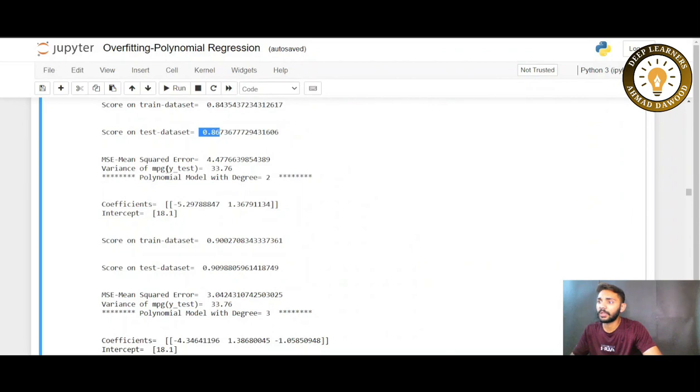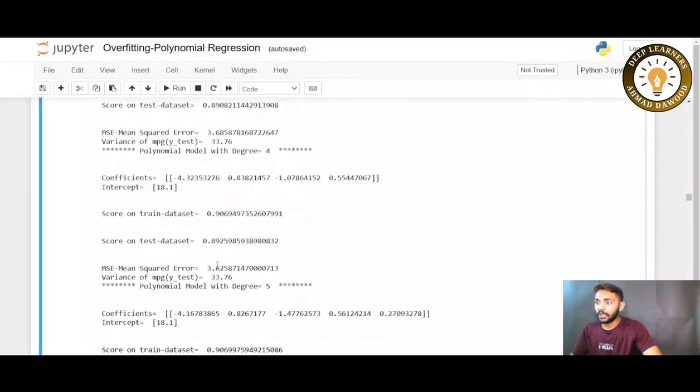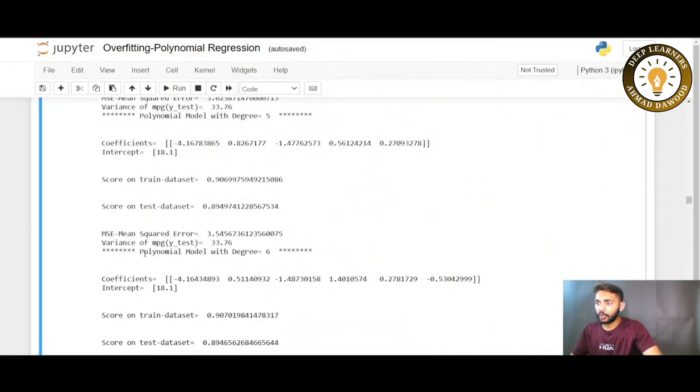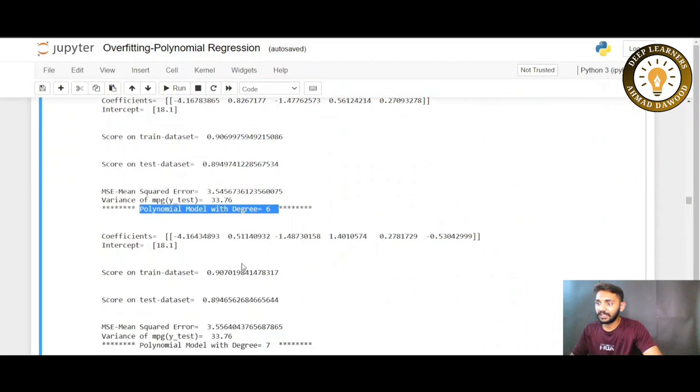You can see here the polynomial model with degree 2 is giving a score of 0.9 on the trained data points and 0.909 on the test data points. Now, in the case of, let's say, the polynomial model with degree 6, it is giving 0.9 on the trained data points, and the score on the test data points is 0.89. The score on the test data points starts to decrease.